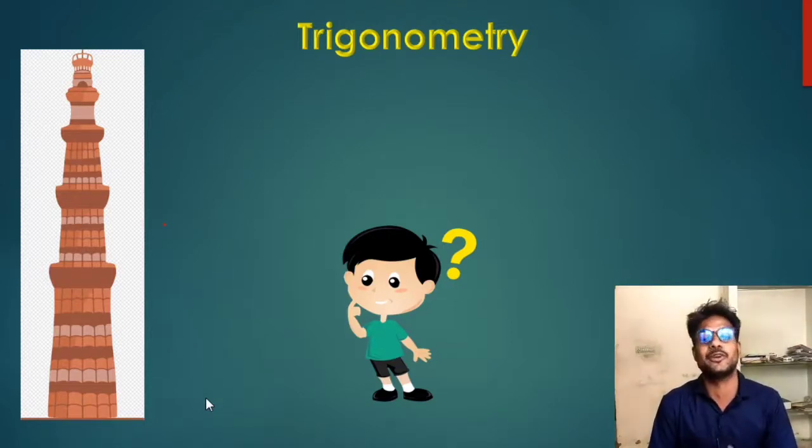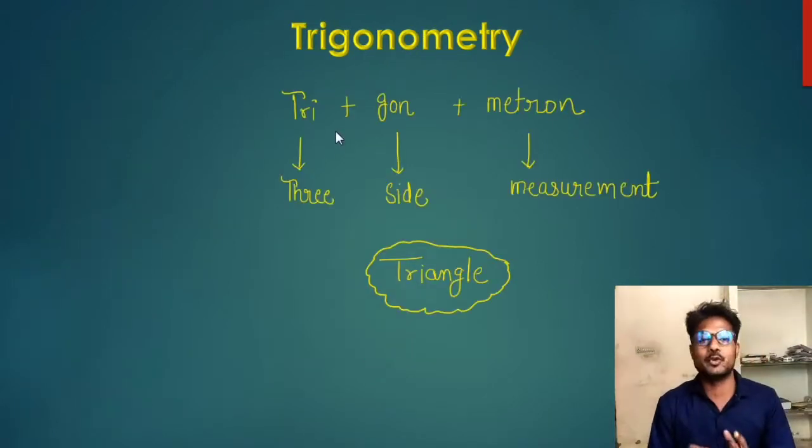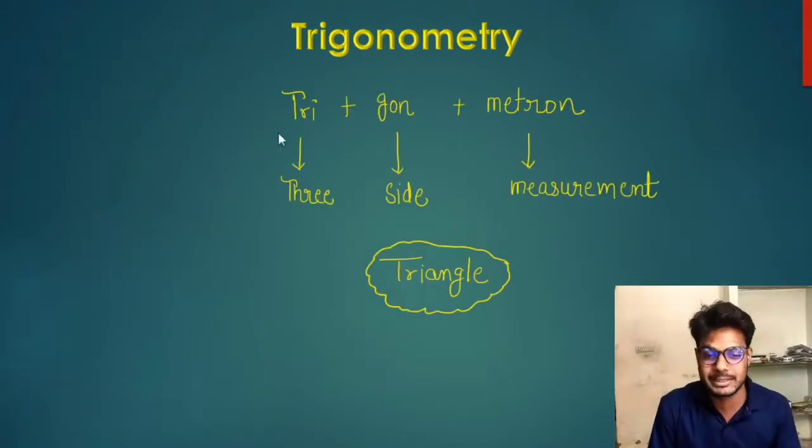So in this video we will learn about trigonometry, and in the application part of this chapter we will learn how these heights are measured. So let us start with trigonometry. Trigonometry is composed of three Greek words: tri, gon and metron. Tri means three, gon means side and metron means measurement.